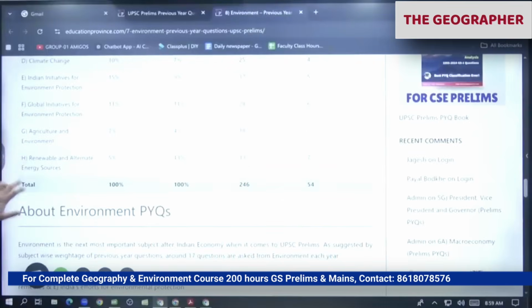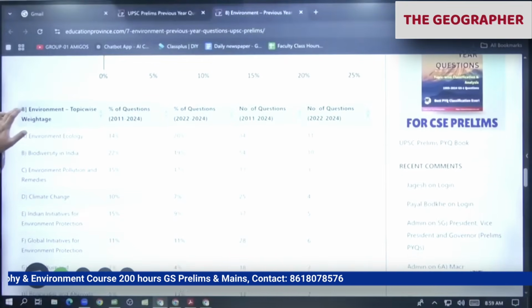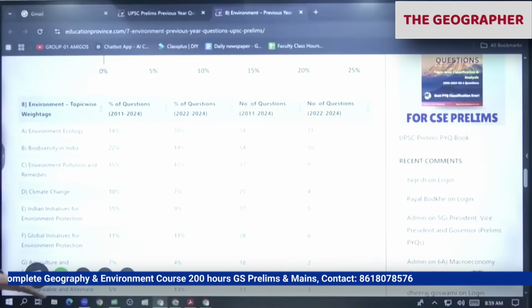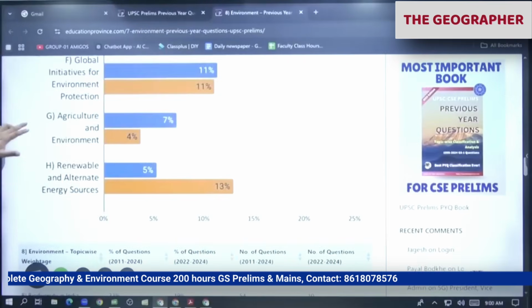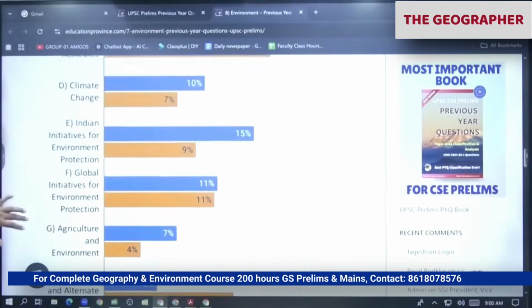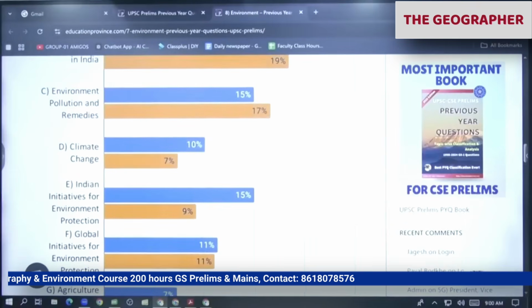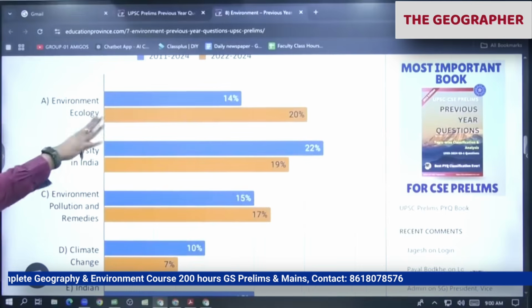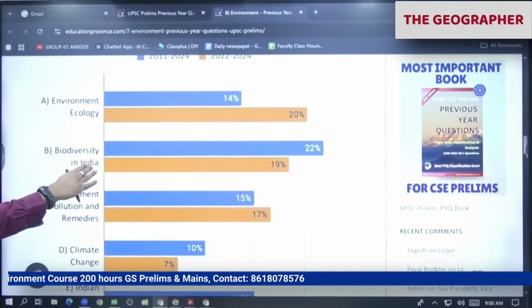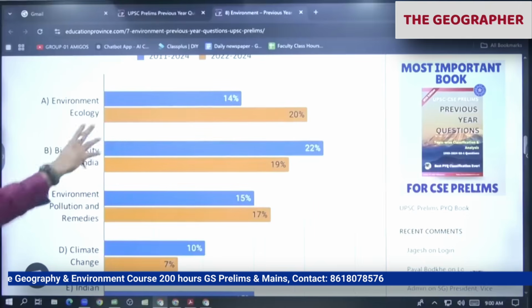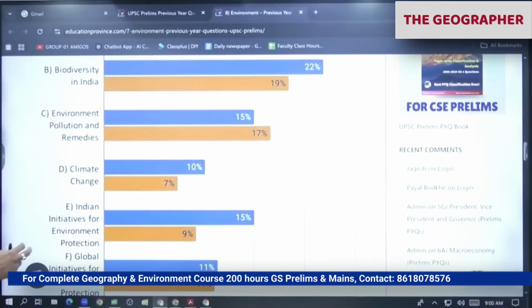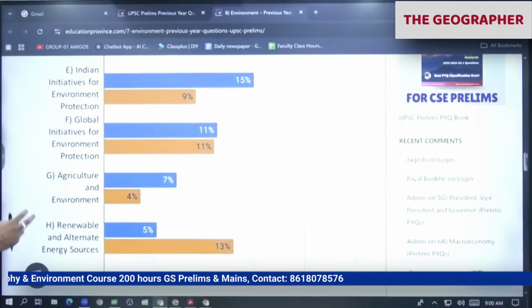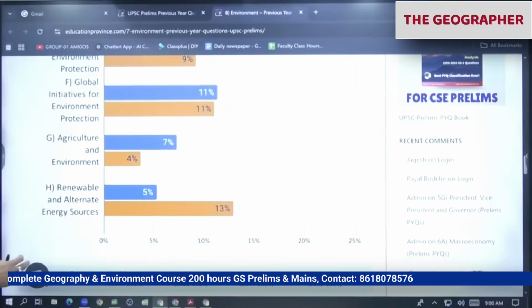See, weightage and all they are given. In the previous year, how many questions came, which part of environment they have asked more questions, they have given the statistics part. Year wise, like a bar graph, they have given to show the weightage of different topics within environment. Environment ecology, what we are doing, then biodiversity of India, they have asked most of the questions. Then related to other topics, number of questions have come down. But you never know, they might ask this, they might decrease that.